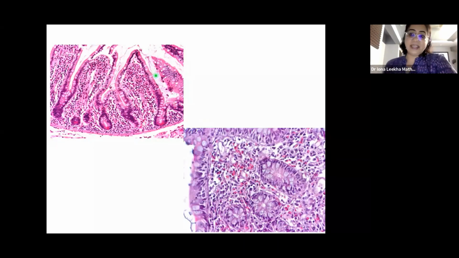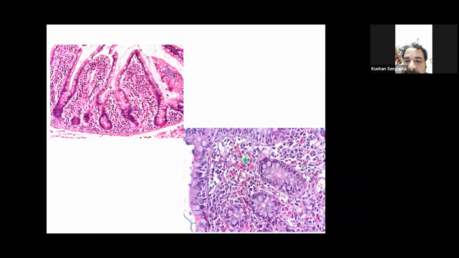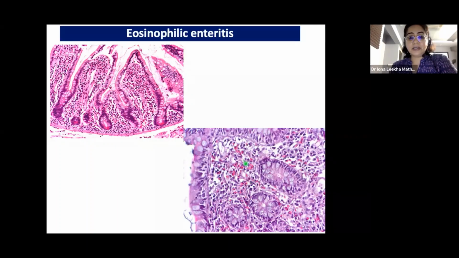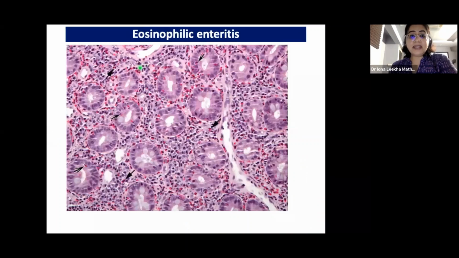This is another case. Do you see anything? This is small bowel. Ma'am, eosinophils are present in large number. There is a marked increase in eosinophils. This is a small bowel biopsy, where again you can see an increase in the number of eosinophils. These eosinophils are seen infiltrating the crypt epithelium, and they can also be present within the crypt lumen, forming eosinophilic crypt abscesses.